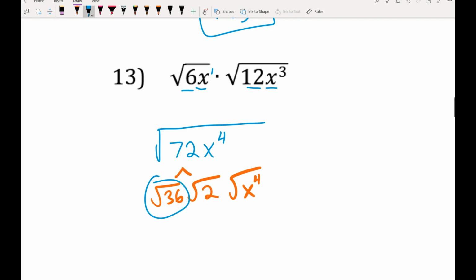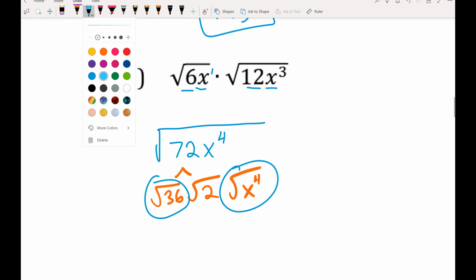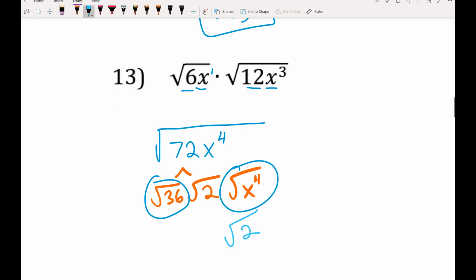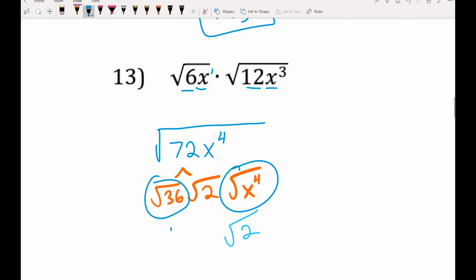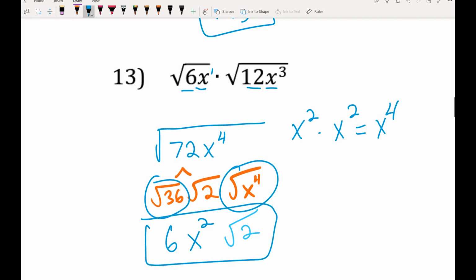So this and this are both perfect squares. So I know I'm going to be left with a radical 2, and 6 is what radical 36 simplifies to, and radical x to the fourth is x squared, because x squared times x squared is x to the fourth. So this would be my final answer for number 13.